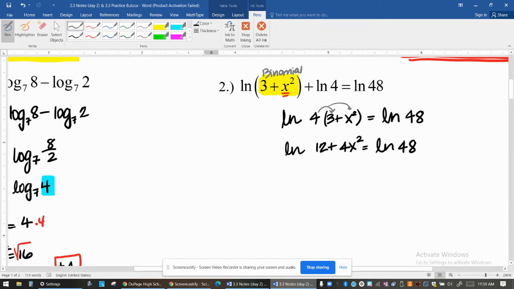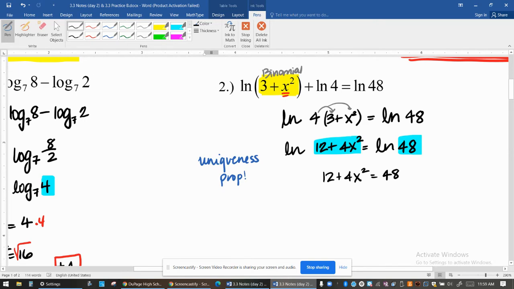Now I can use the uniqueness property because I have the same type of log on both sides. So what I essentially can do is just set the arguments equal to each other.